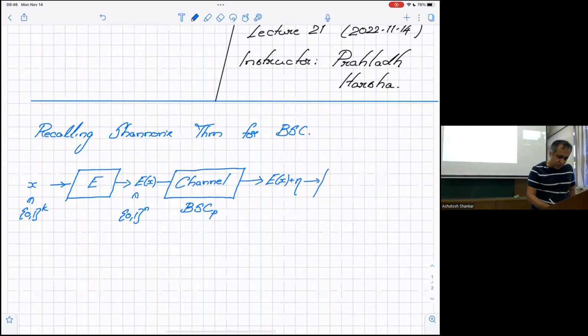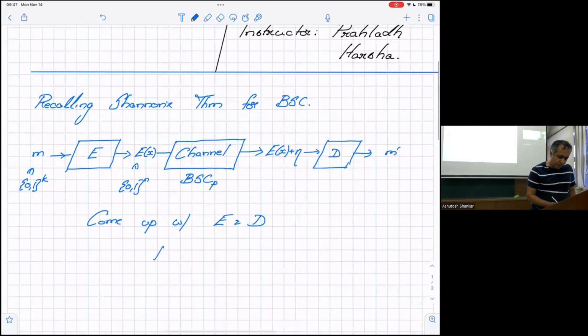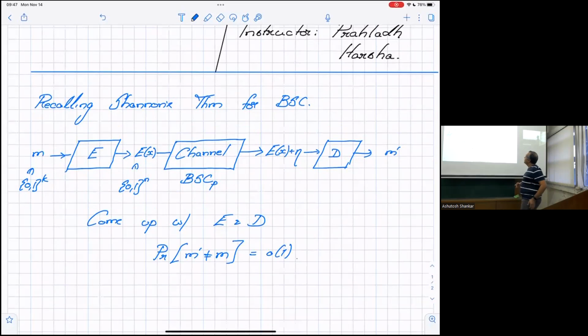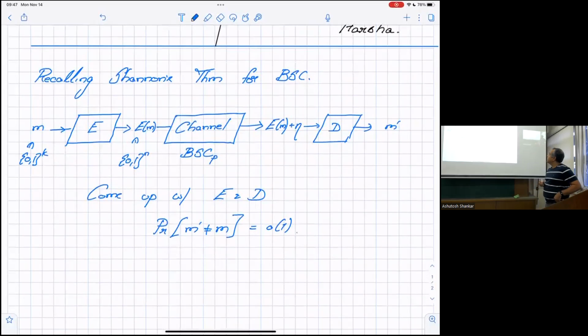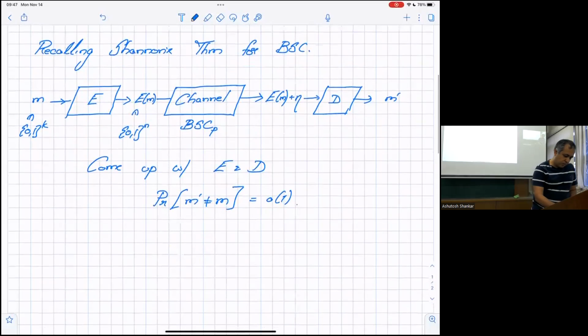So the goal in Shannon's theorem is, for every p, to come up with an encoding and a decoding function, where the decoder outputs an m prime, such that the probability that m prime is not equal to m is small.